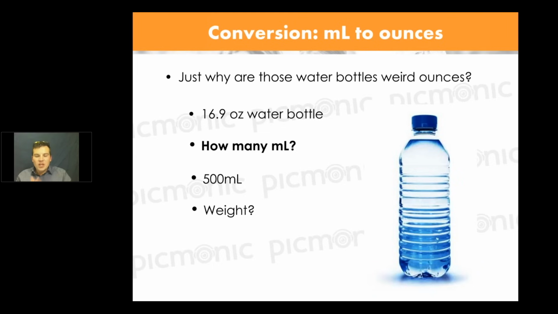So if we're talking about this water bottle, and we're trying to remember 30 mLs is 1 ounce, so we've got that, and we can anchor that to the water bottle. A 16-ounce water bottle is about 500 mLs, and if we know that 500 mLs, well, how much does 500 mLs weigh?